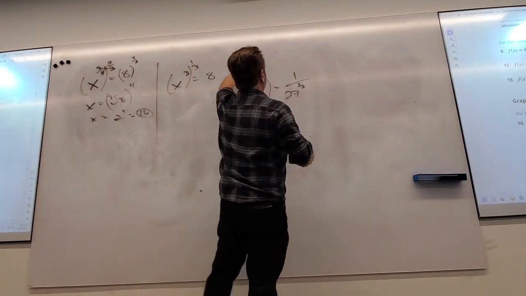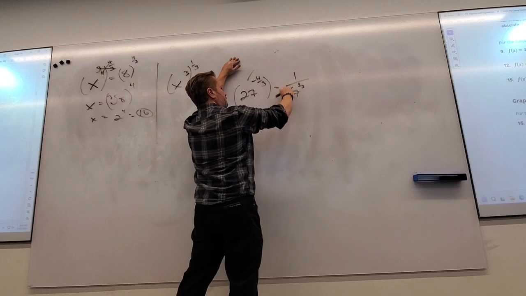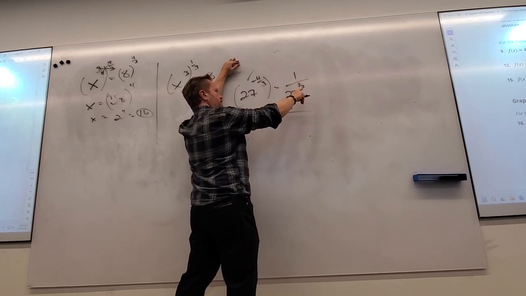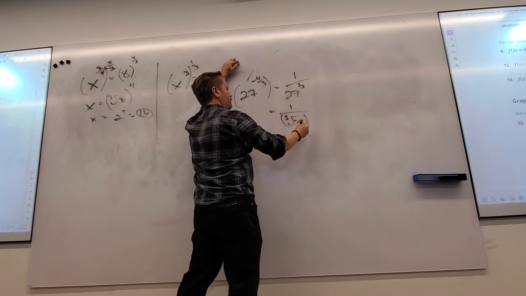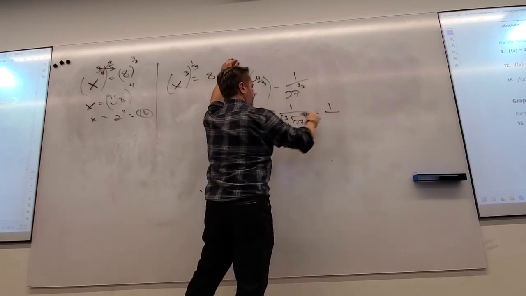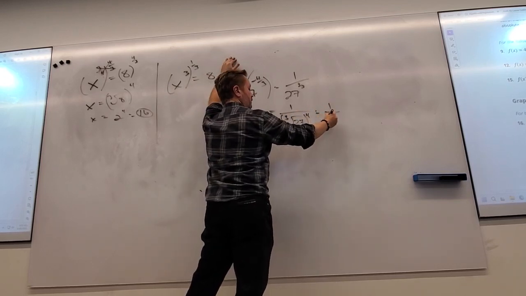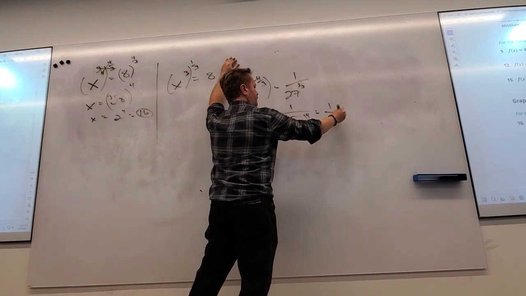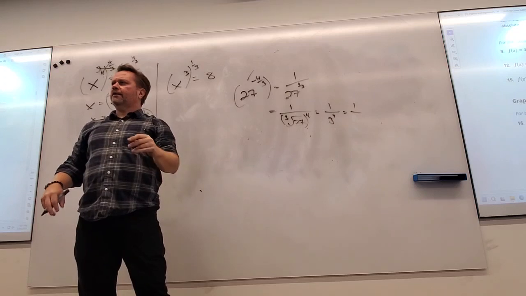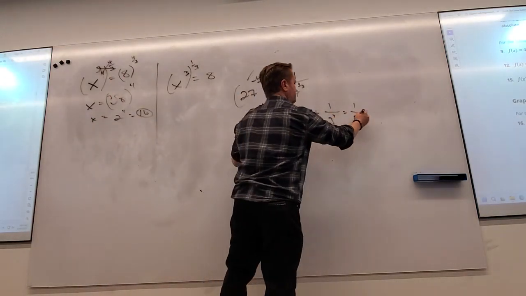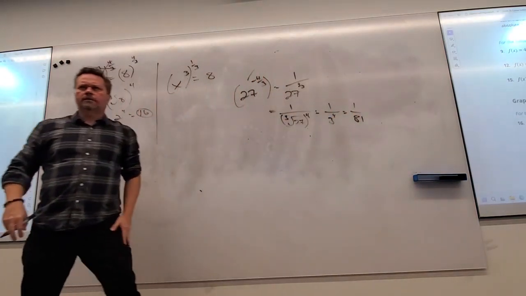Good. Now, how do I do this? What's the root? 3. Cube root. What's the power? 4. Fourth power. Cube root of 27 is 3. 3 to the fourth power. 81. Is that all right?